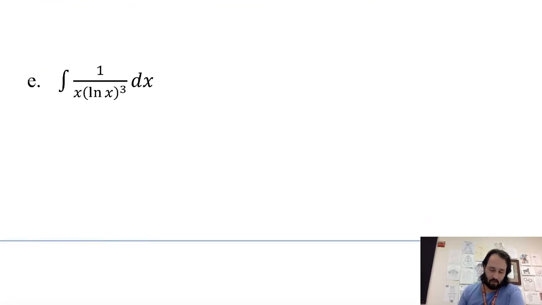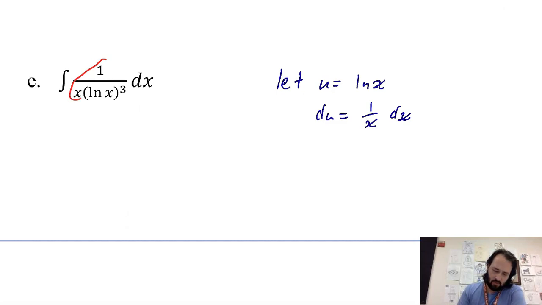Okay, here, I think we did something like this before, at least with u substitution. So if I let u equal ln of x down there, I do that because I noticed that du would be my 1 over x dx. So du is this part, and then u is right there.